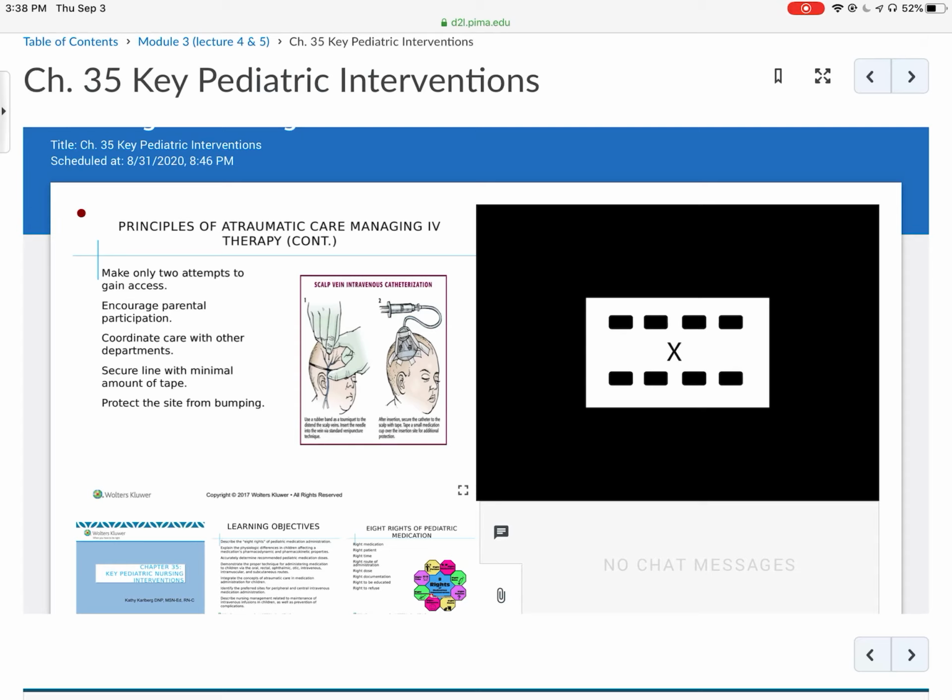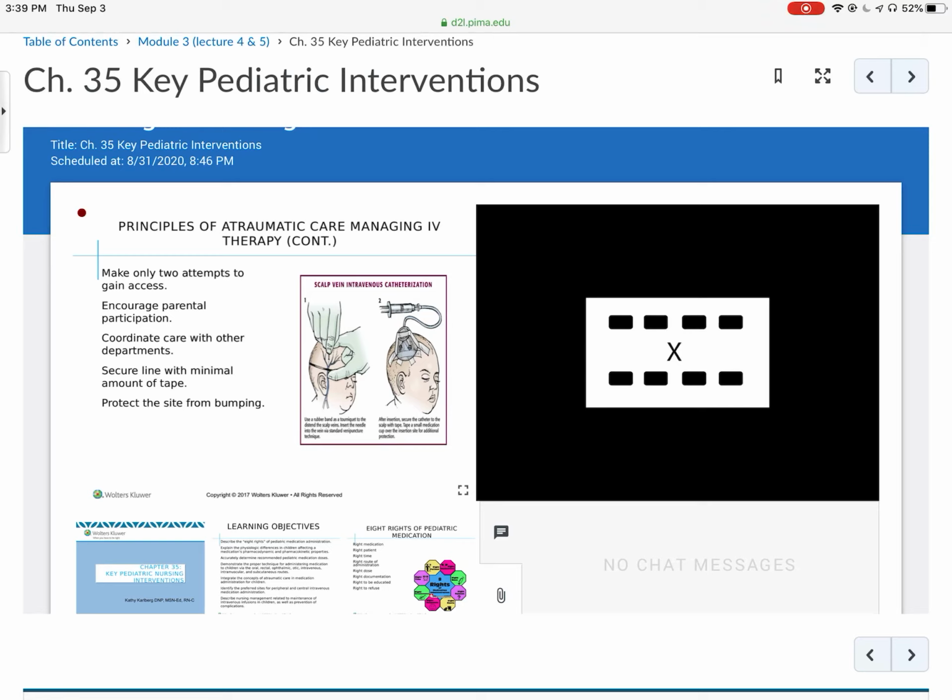Coordinate with other departments. So if they're going to do surgery, you want to make sure, are they going to get their IV when they're in surgery? Because sometimes they will give them anesthesia through a gas mask, and then they'll put the IV in when they're in surgery, which is usually easier. And so I always want to find that out before I start the IV and traumatize the kid. If they're going to put it in when they're asleep, that's great. I just need to know that.